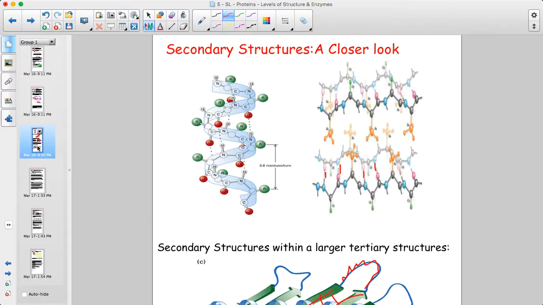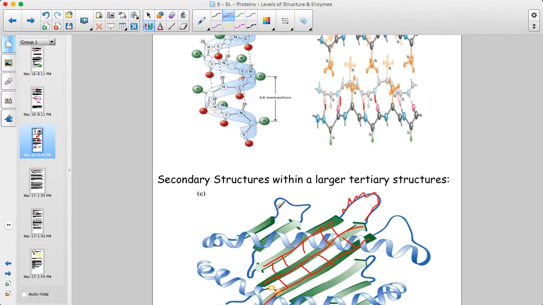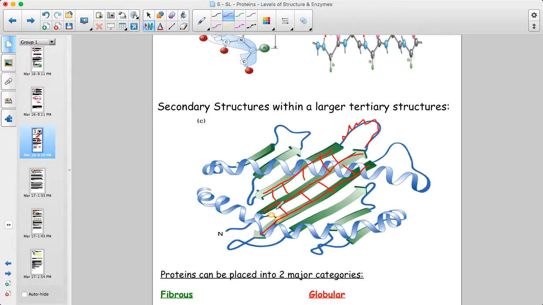And so that's all we're going to get to in this video, which looks at primary, secondary, tertiary, and quaternary structures of proteins and the types of attractions that are responsible for them.